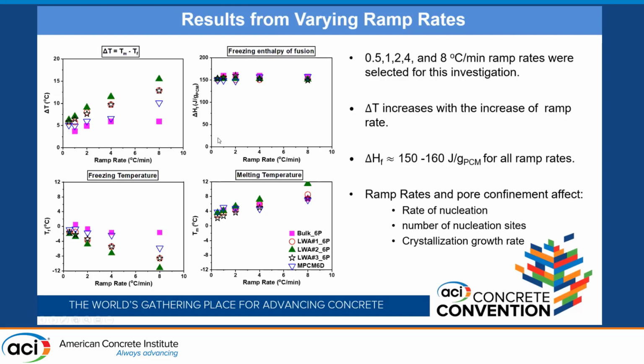And on the second graph, you can see that the enthalpy change of fusion is relatively consistent throughout the change of the ramp rate. So we can conclude that whatever the ramp rate is, we are getting exactly the same amount of heat from the phase change from liquid to solid. On the third and the fourth graph, we can see the freezing temperature and the melting temperature of the individual samples. And also we can see that with the increase of the ramp rate, they are also diverging as well. So the ramp rates and the confinement effect are because of the rate of nucleation, the number of nucleation sites, and the crystallization growth rate.